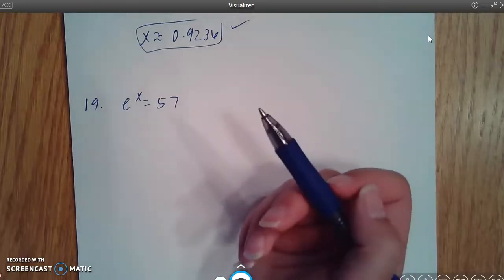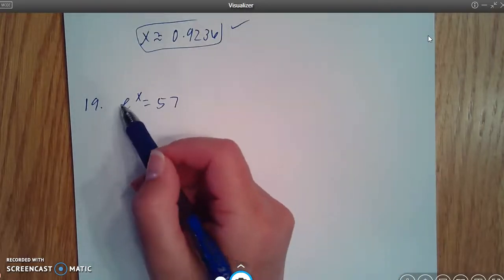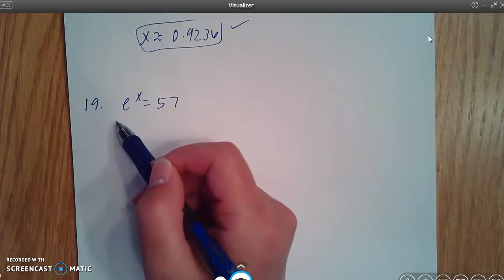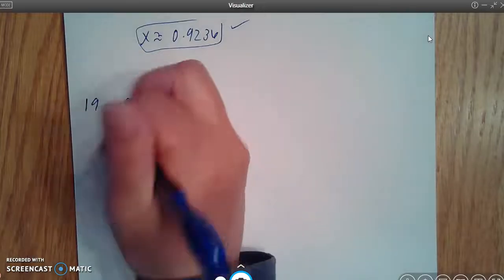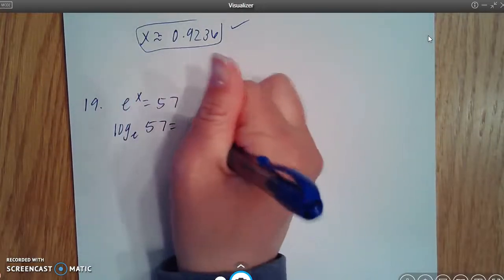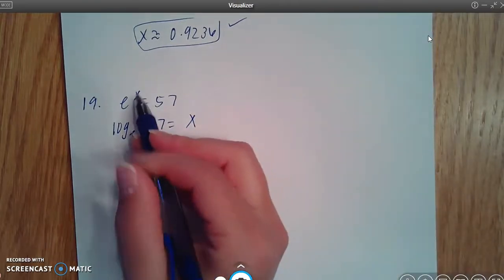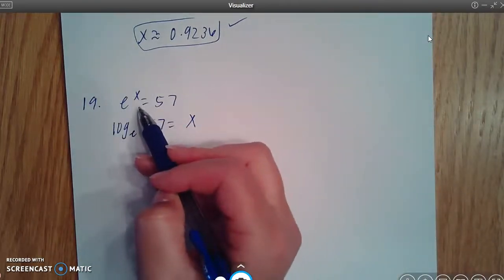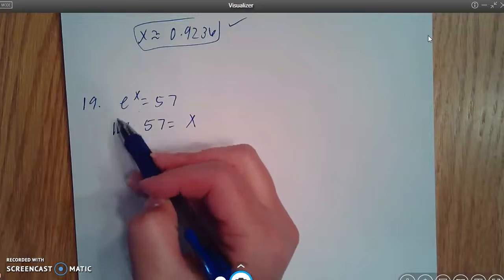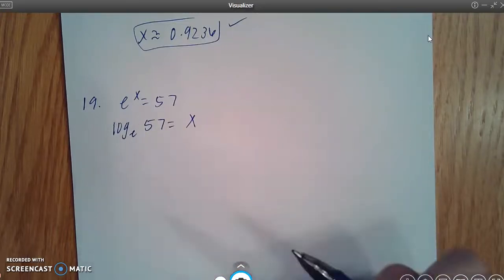There's a couple different ways that you could do this. I cannot take the log of both sides because I can't have log of e. I would need to have log base b. So I'm actually going to rewrite this in log form. So e is my base. I'm going to get log base e of 57 is equal to x. The reason I did it this way is because I need to get my x out of my exponent. I cannot take the log of both sides because e is a number and you can't solve it like that.